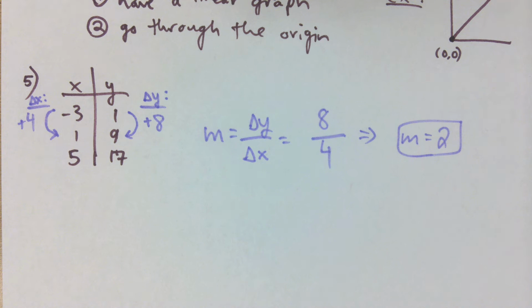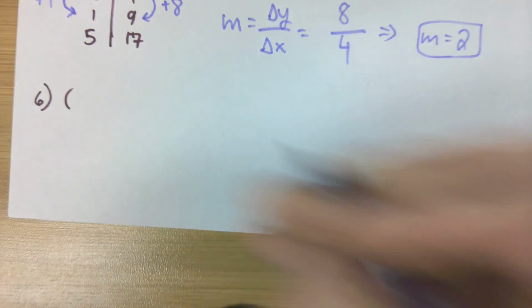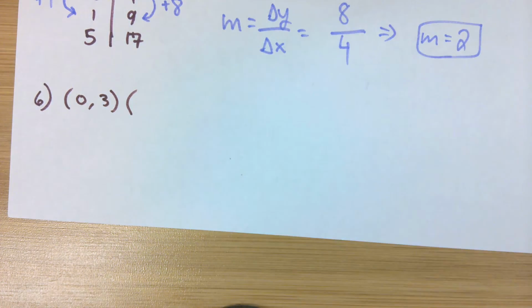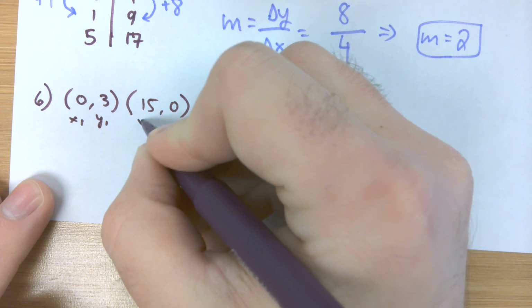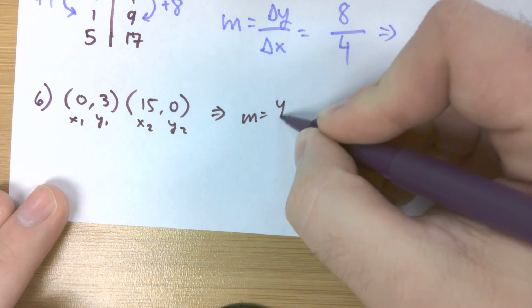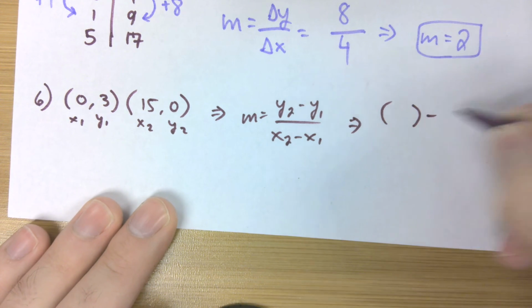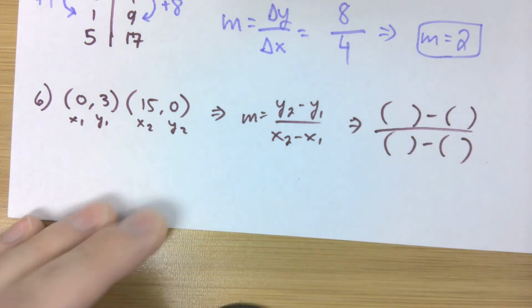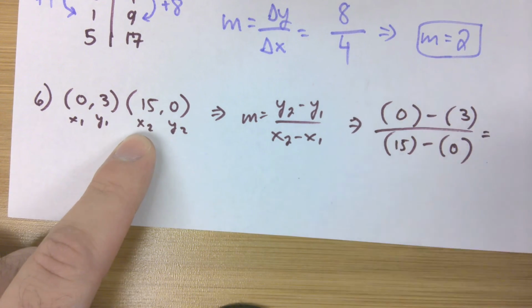So if we did the slope formula here, I'm going to go ahead and write this now. If we did the slope formula here, we would see a little bit clearer what we're going to get. If one of our points is 0, 3, and our next one is 15, 0, let's label them x1, y1, x2, y2. Here's our slope formula. Y2 minus y1, 0 minus 3, over x2 minus x1, 15 minus 0.